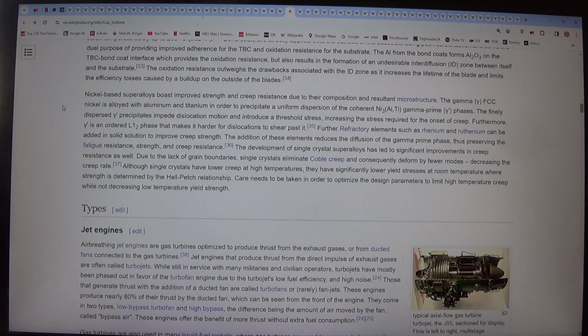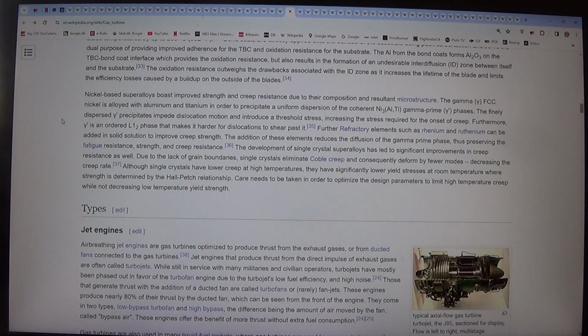Due to the lack of grain boundaries, single crystals eliminate Coble creep and consequently deform by fewer modes, decreasing the creep rate. Although single crystals have lower creep at high temperatures, they have significantly lower yield stresses at room temperature, where strength is determined by the Hall-Petch relationship. Care needs to be taken in order to optimize the design parameters to limit high temperature creep while not decreasing low temperature yield strength. Types.